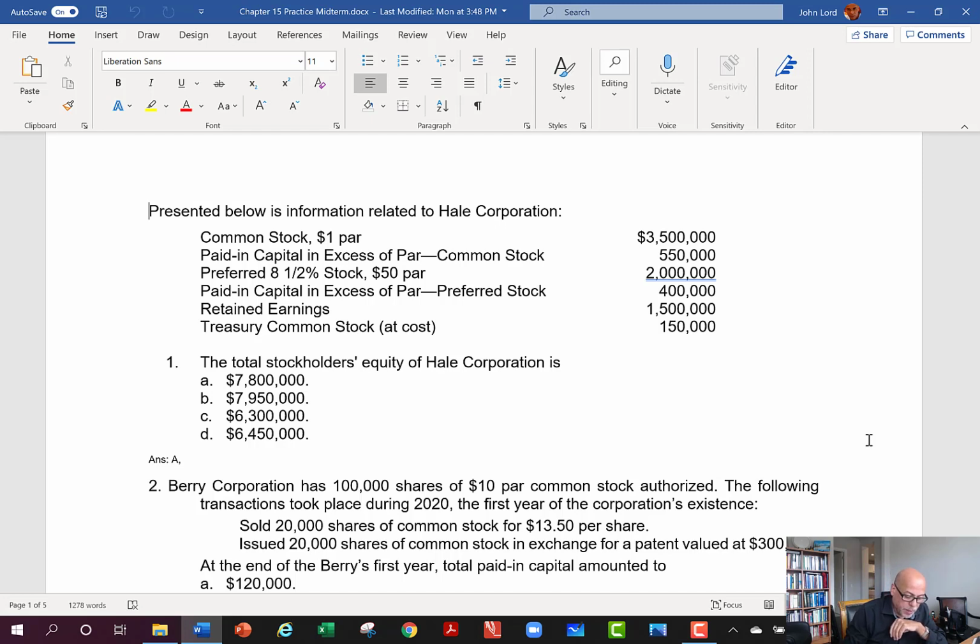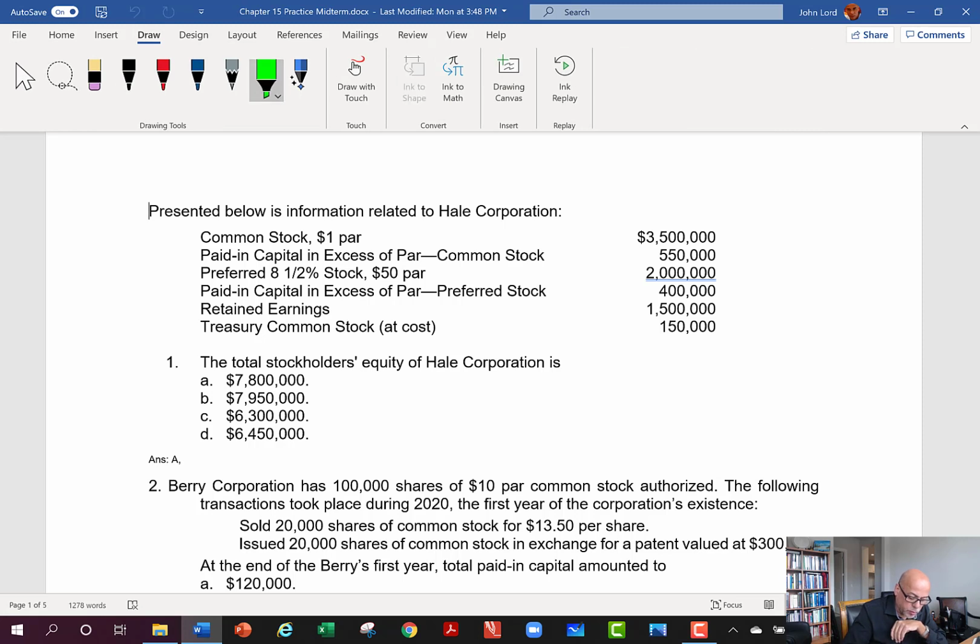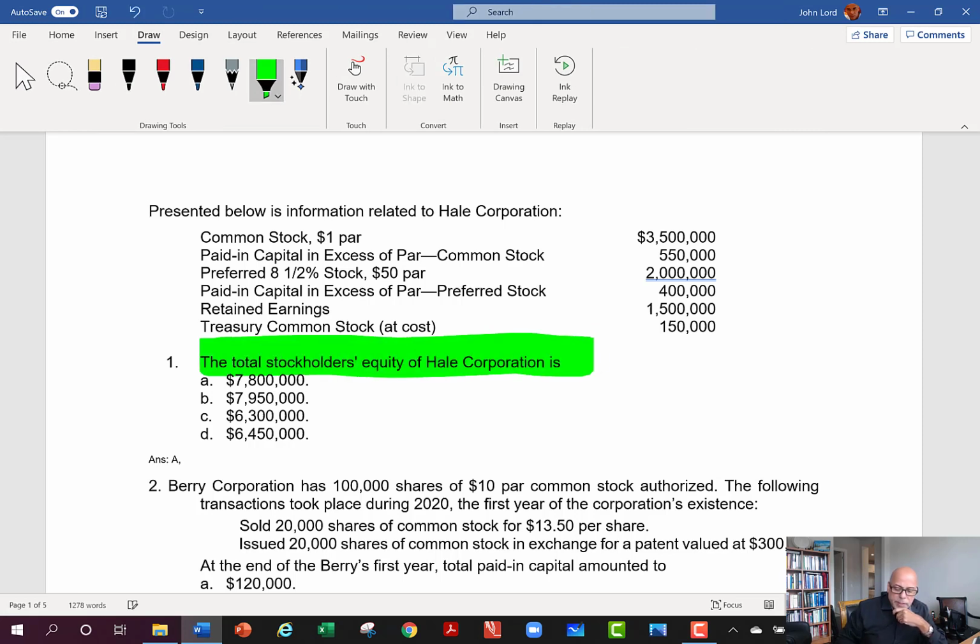Okay, so let's look at this first one, and I'm just going to go to the call of the question here. They're asking me about total stockholders' equity. So I need to look at these items that are listed here and see if they constitute part of the stockholders' equity and then include them appropriately. I look at common stock, and yep, that's part of stockholders' equity. I'm going to include that. Paid in capital in excess of par for the common stock. That's part of the stockholders' equity.